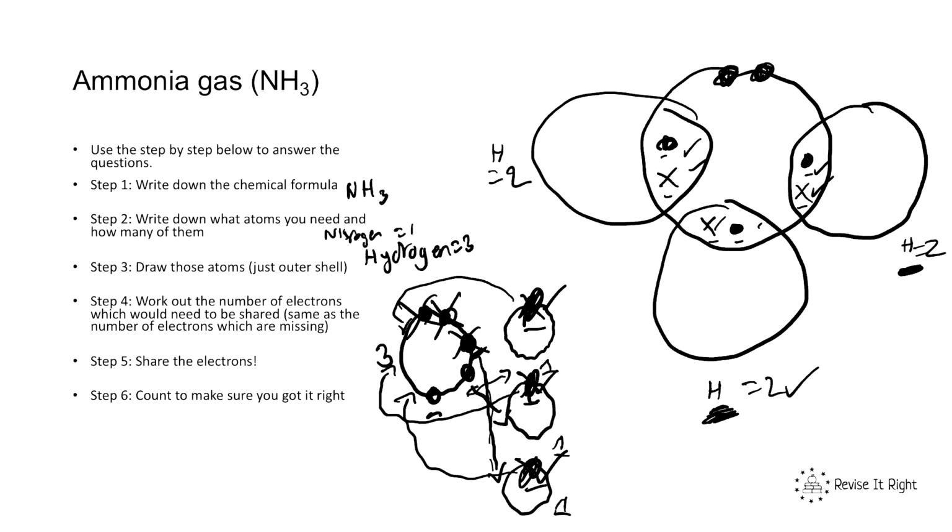Nitrogen, on the other hand, we know it needs 8 to have a full outer shell. So 1, 2, 3, 4, 5, 6 that are shared, 7 and 8. So that is also correct.